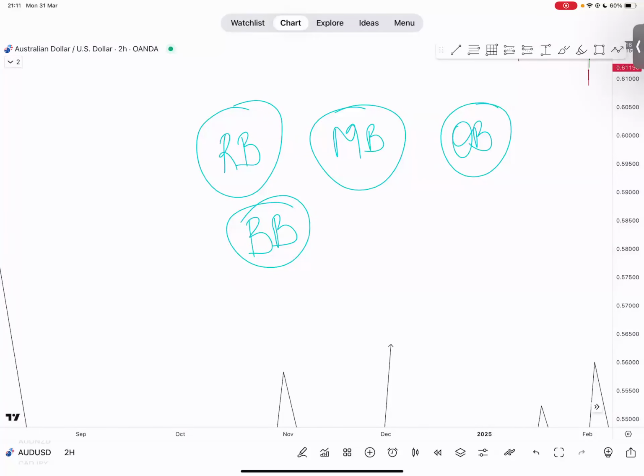So when you see BB anywhere, when it relates to trading, it literally means what? Breaker blocks. When you see RB anywhere in relation to trading, it means what? Reclaimed blocks. When you see MB anywhere in relation to trading, it means what? Mitigation blocks. And when you see OB anywhere in relation to trading, it means what? Other blocks.